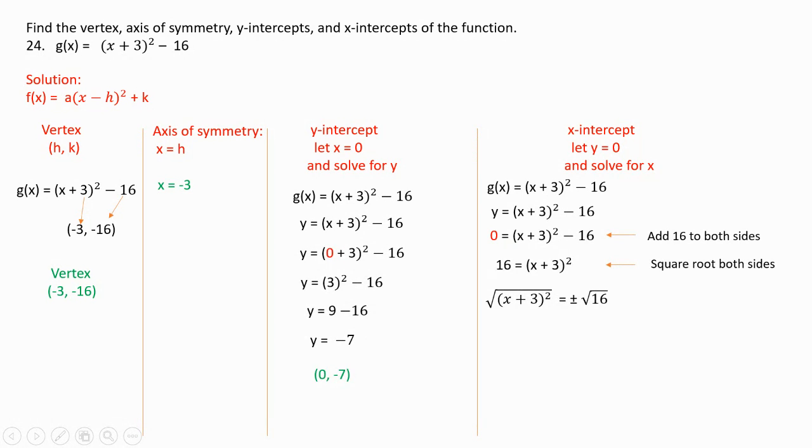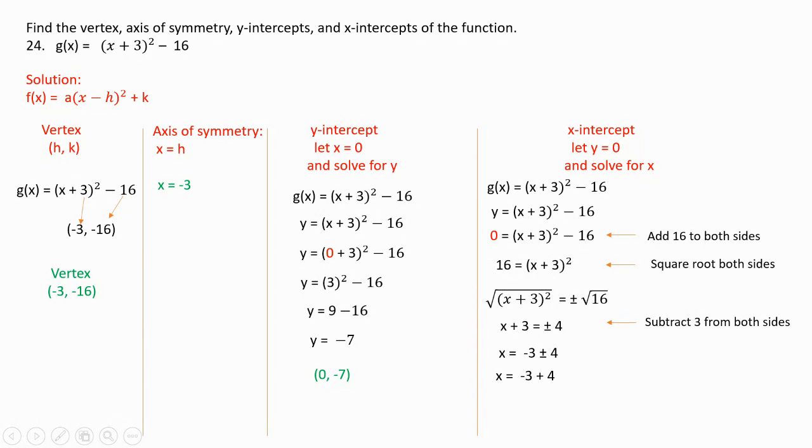Right, so I just switch because I like to have the x on the left side. So I take the square root of both sides. The square cancels the square root. We have x plus 3 equals plus or minus the square root of 16, which is 4. We subtract 3 from both sides.